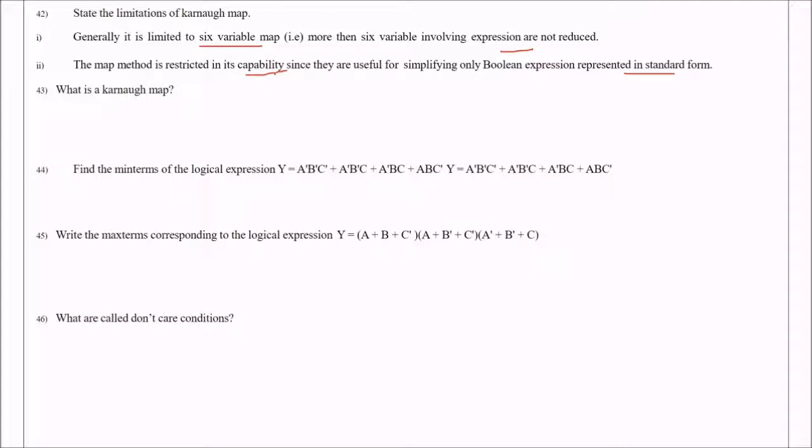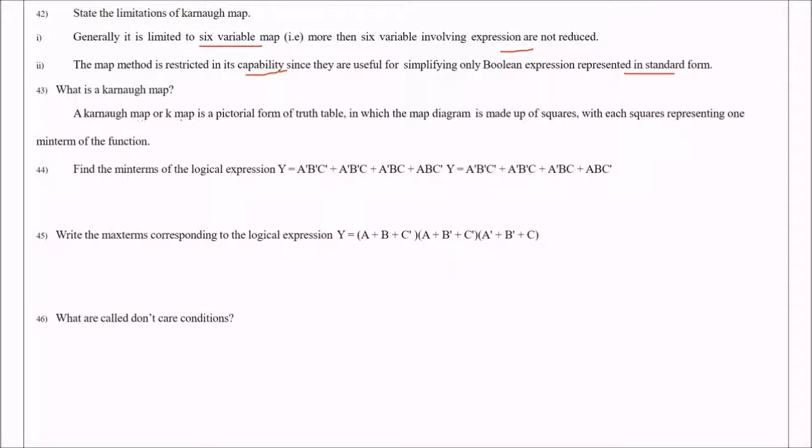Then first let us know what is Karnaugh map. A Karnaugh map, normally digital people call it K-map, is a pictorial formation of truth table in which the map diagram is made up of squares with each square representing one min term of the function. We'll see this min term. Let me show you first.